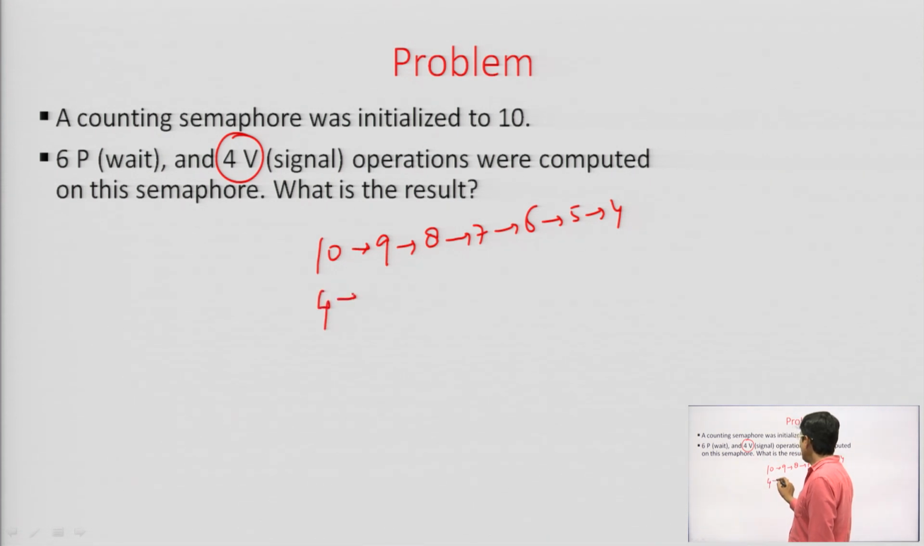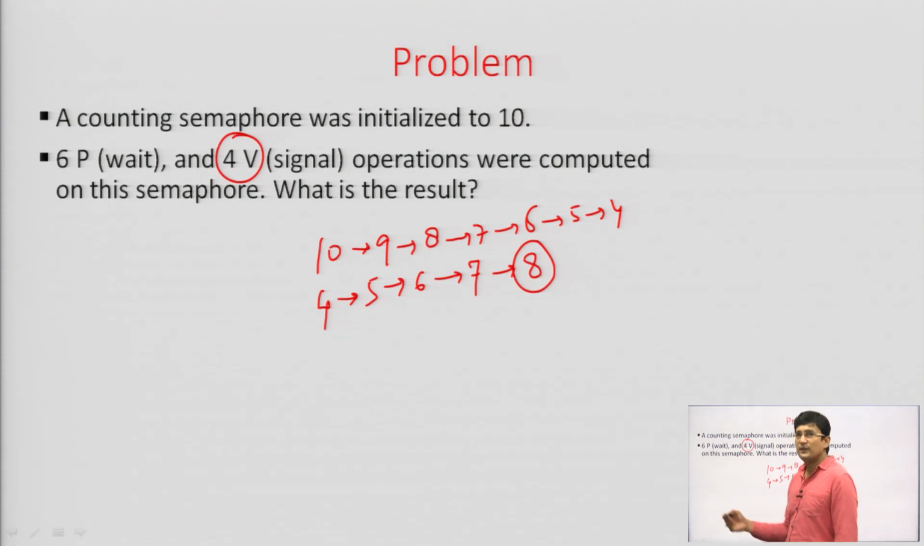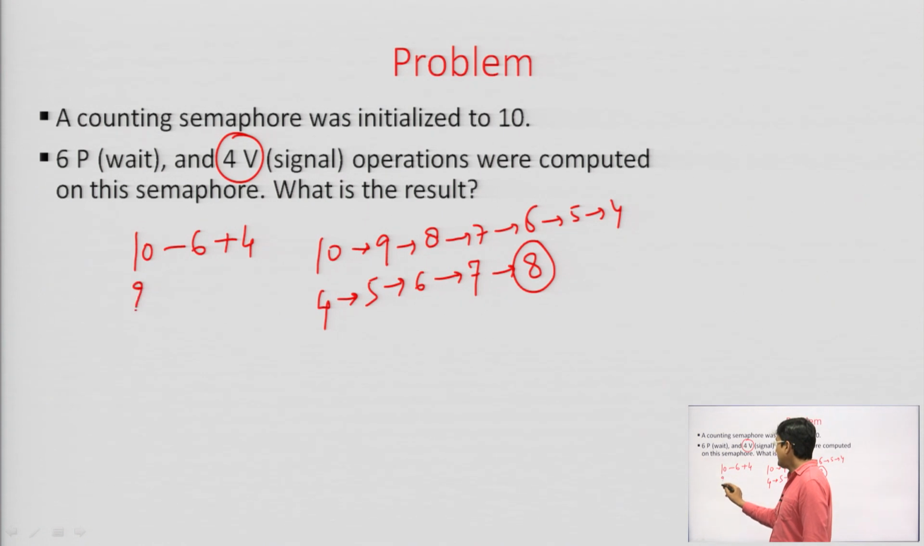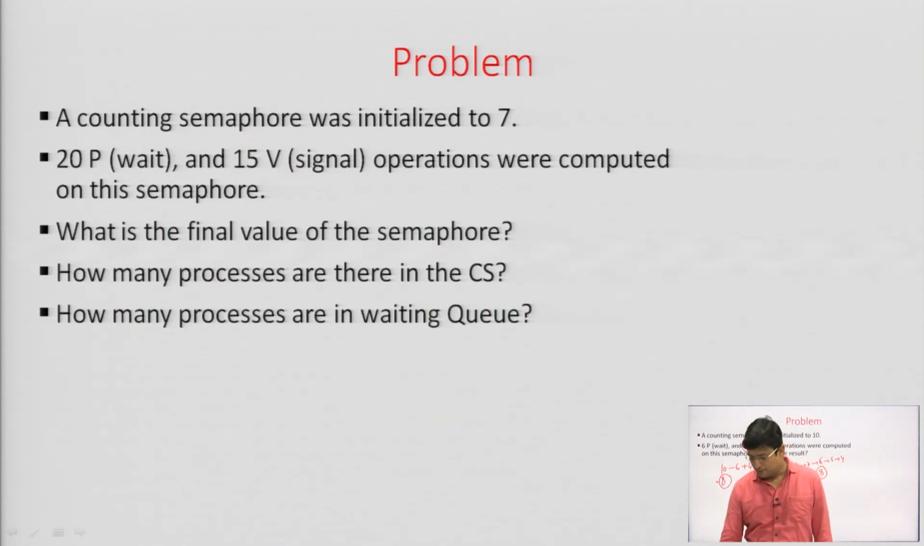In the signal operation we increment the value of the semaphore. So, 4 to 5, 5 to 6, 6 to 7 and then finally 7 to 8. So, the final value of the semaphore is 8. We can also do it like this: 10 is the initial value, 6 P operations and 4 V operations were carried out. So, this is 10 minus 2, which equals 8. So, this is the final value of the semaphore.